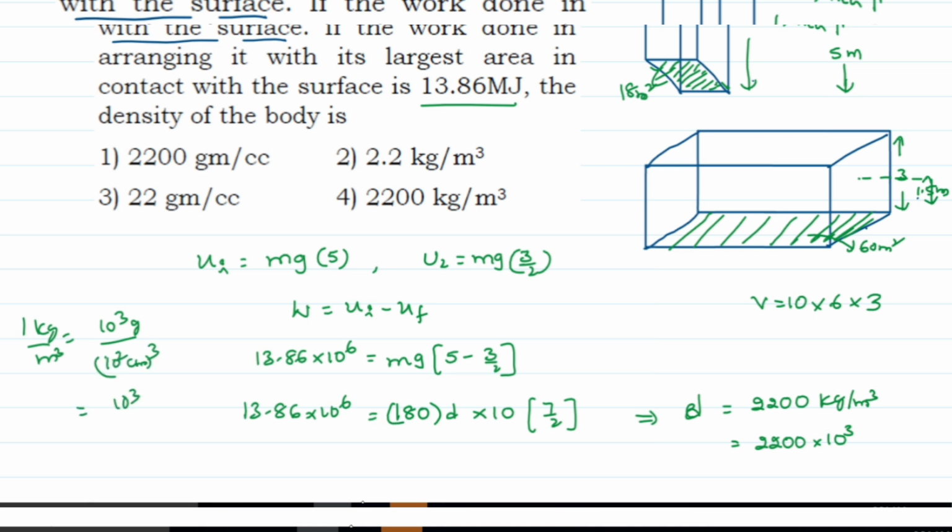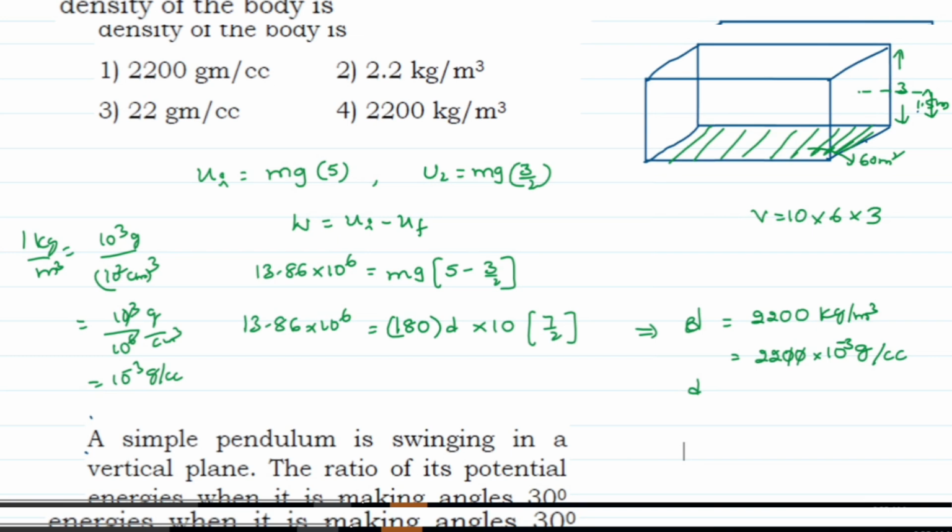This is 10 power 3 by 10 power 6 centimeter cube we can take. This together will be taken as 10 power minus 3 gram per cc. So here I am just taking 10 power minus 3 gram per cc, and here 2 zeros get cancelled. Together the density you will be getting as d equals 2.2 into 10 power minus 1, you can write it as 2.2 gram per cc you are getting. So this is the correct answer.